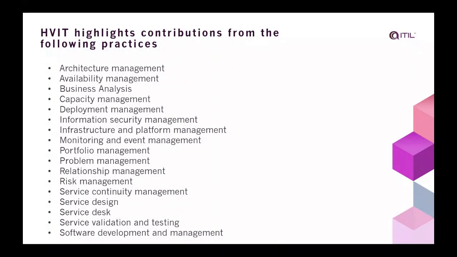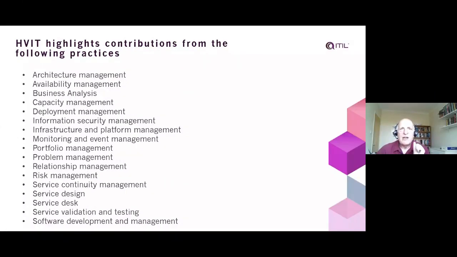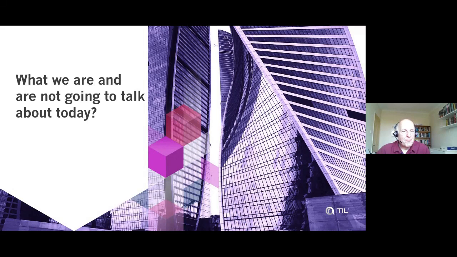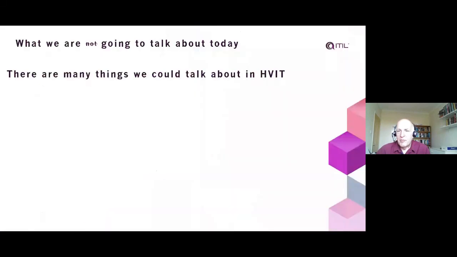Just to say that the High Velocity IT book is something like 170 pages and goes into several chapters. We just haven't got time in a 40-minute talk this morning to go through this, so I've picked out some bits, but these are some of the practices. So from saying that, what are we going to talk about and what are we not going to talk about today? We're not going to talk about so many things we could talk about in HVIT. As I said, big book. Well, it's not a big book, but it's 170-odd pages. There's a lot of information in there.